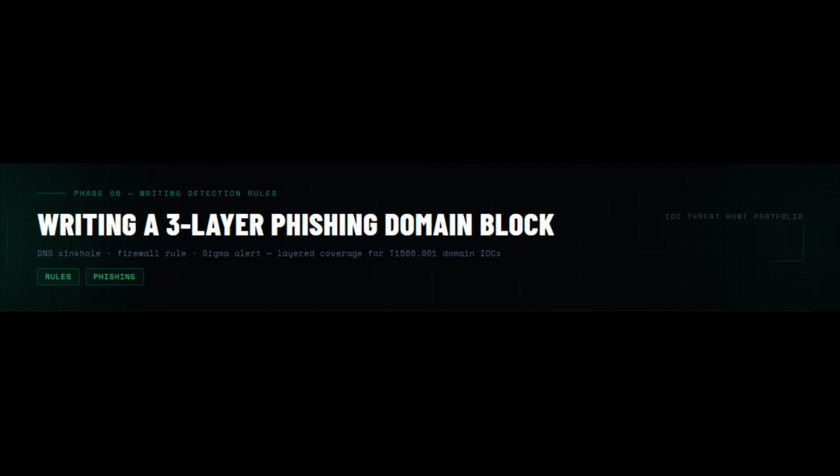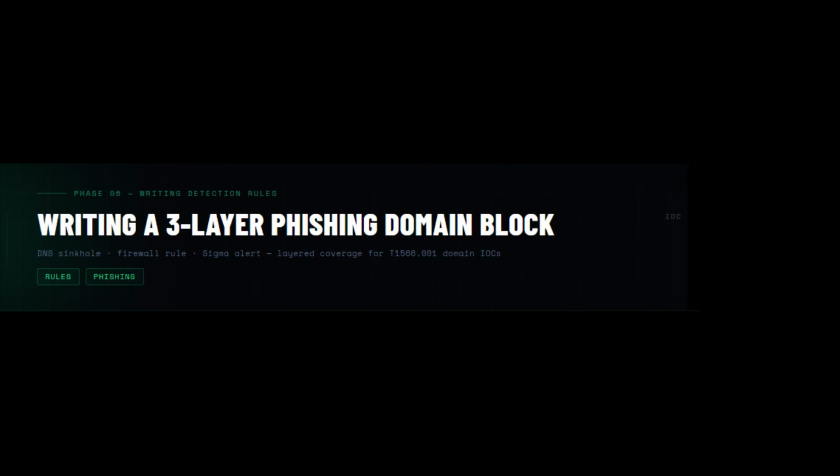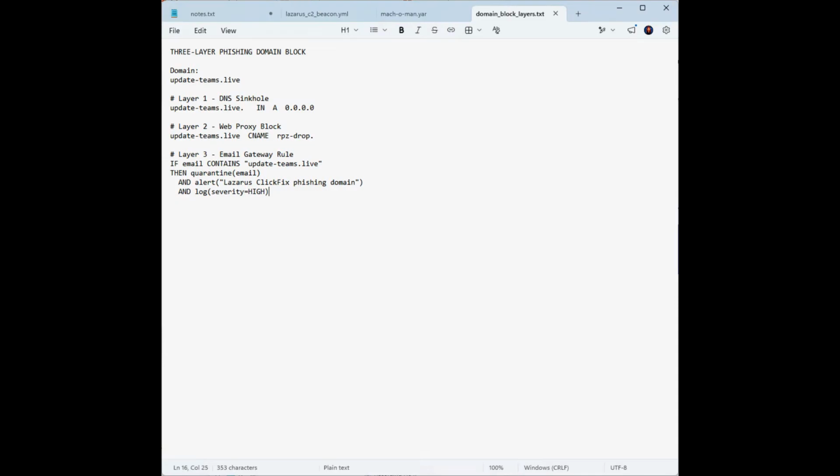After identifying the phishing domain, I created a 3-layer blocking strategy. By blocking the domain at multiple layers, organizations can make it much harder for users to reach malicious websites or fall victim to phishing attacks. This approach is known as defense in depth, where multiple security controls work together in case one layer fails.